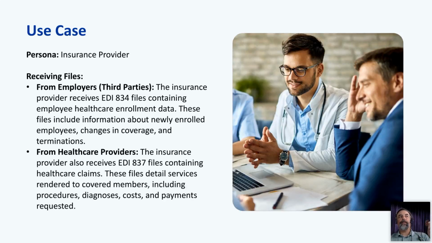The insurance provider will receive the 834, aka the benefit enrollment file, containing the employee healthcare information, including newly enrolled employees, changes in coverage, etc. And then another example where the provider receives an 837, basically the healthcare claims, and how we deal with the processing of that.